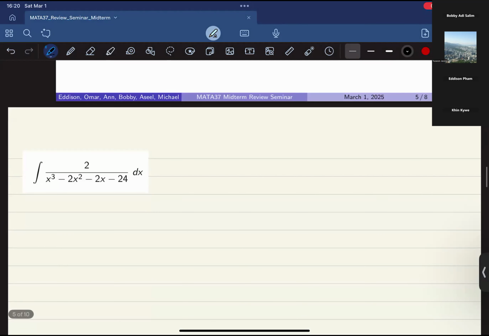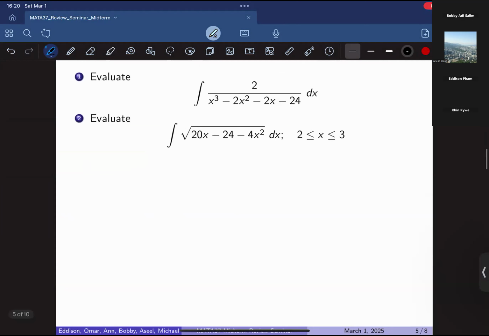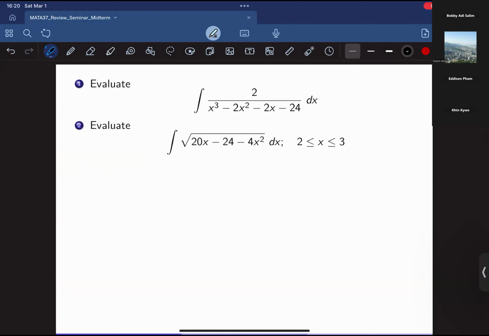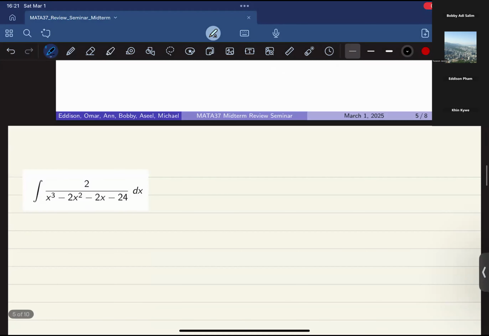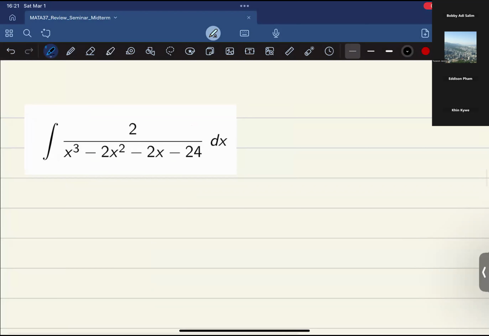All right. So I'm gonna go over these two integral questions. And yeah, let's start with the first one. So here we have the integral of 2 over x cubed minus 2x squared minus 2x minus 24. And any ideas on what the first step is? Okay, so partial fraction decomposition (PFD).